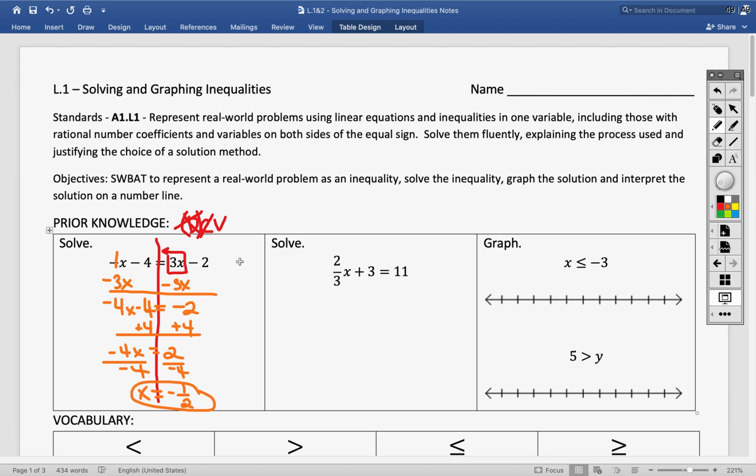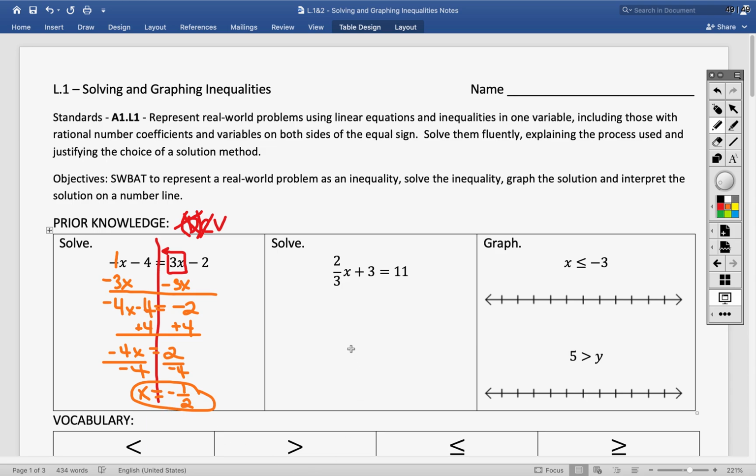So step 1 is going to be distribute if there's some distributing. Step 2, combine like terms, move your variables to the side. And then we're going to solve it with the ultimate goal of getting x by itself. Move the opposite operation, don't drop that negative. Oh, don't drop that negative.